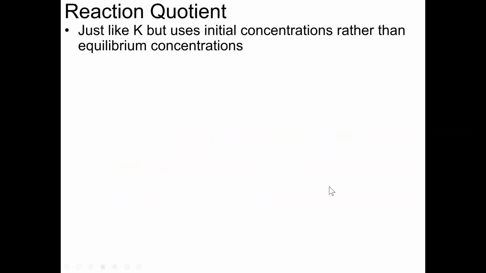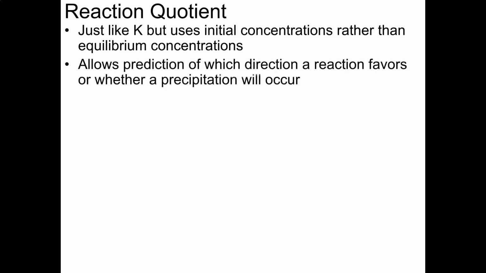All right, reaction quotient. It's just like K, except it deals with initial concentrations, not equilibrium. So K deals with equilibrium. This is what happens when the reaction levels off and goes horizontal. Q is before you even start. What are your initial concentrations? Same concept as products and reactants again. It allows prediction of which direction a reaction favors or whether precipitation occurs. So this is where Q comes into this whole conversation.